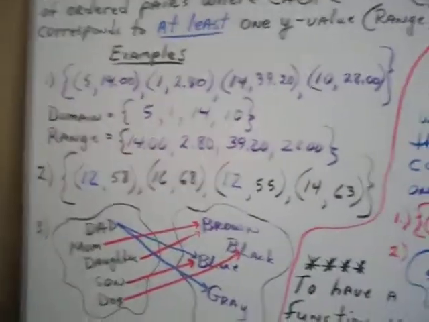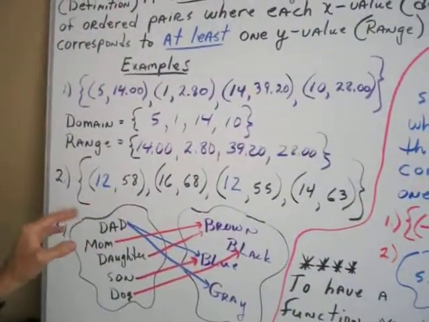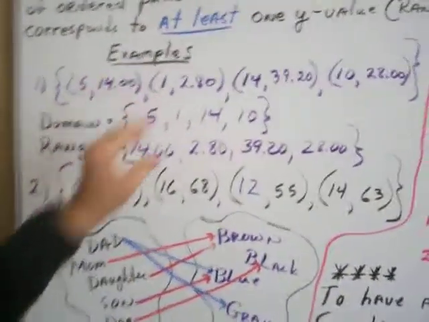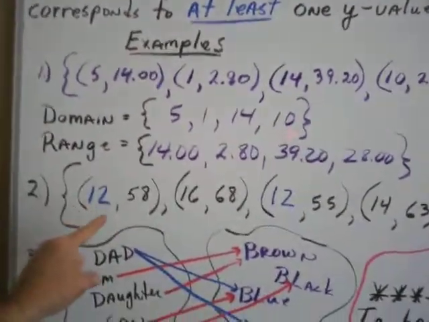You don't need to put the dollar signs. You just list those y values. Very easy to do. Now we're going to go to example number 2.